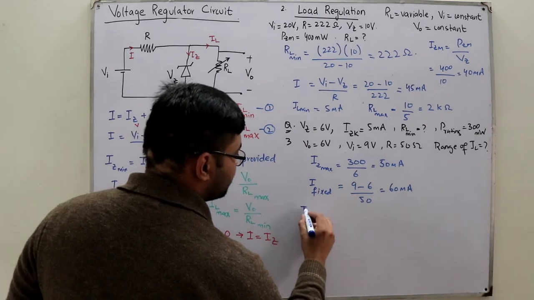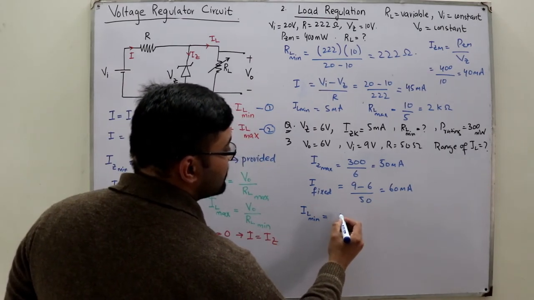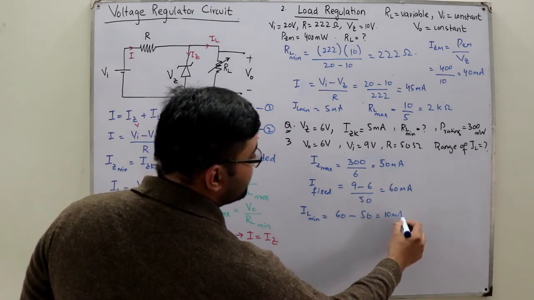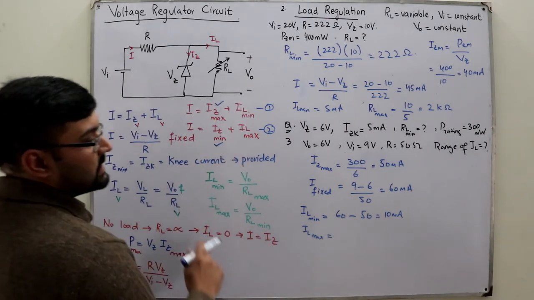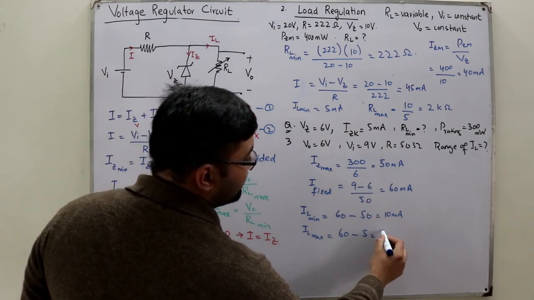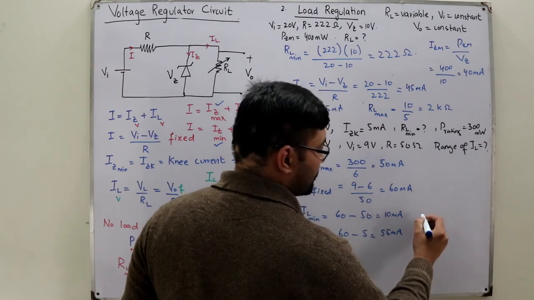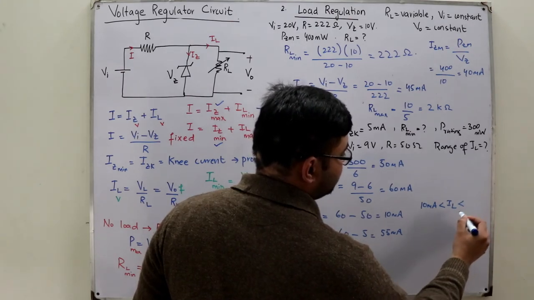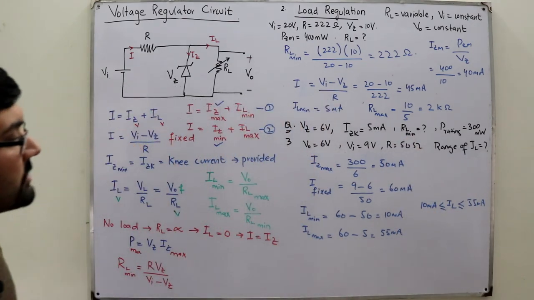IL minimum would be I minus IZ maximum. So I is 60 milliamperes minus IZ maximum of 50 milliamperes, which comes out to be 10 milliamperes. Similarly, the load current maximum would be equal to I minus IZ minimum. So I is 60 fixed minus IZ minimum 5, which would be equal to 55 milliamperes. If you're asked to find the range, you write it in a proper manner: 10 milliamperes is less than or equal to IL, which is less than or equal to 55 milliamperes. So you've got IL minimum and IL maximum.